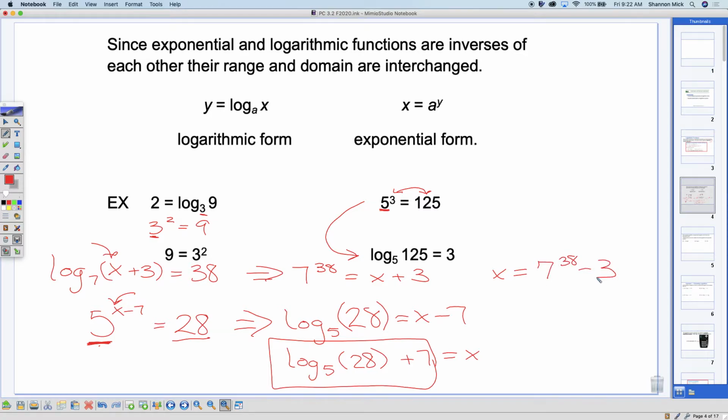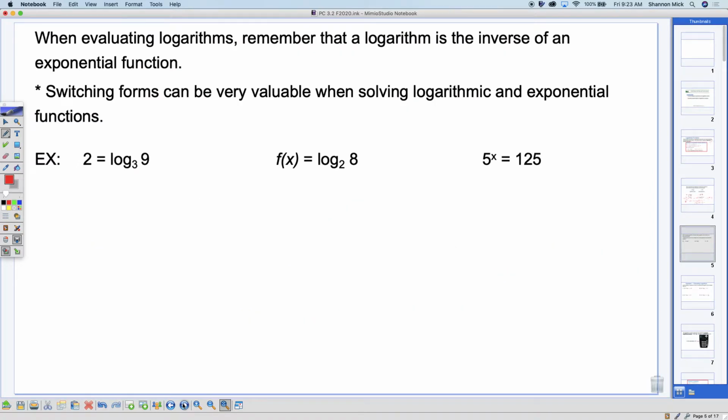And you do that all in your head, right? 7 to the 38? Yeah, of course, because you're amazing. Then I'd pull out a calculator and solve it. You would get this answer in scientific notation, I'm sure, because it would be absolutely huge. I can tell you that it is more than 49 by a few times. So the whole point of this is to switch back and forth.